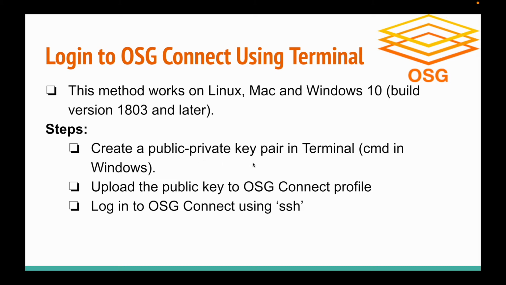Number one would be to create a public and private key pair using the terminal, and for the case of Windows it would be using CMD, and then upload the public key to our OSG Connect profile, and then log into the OSG Connect from a terminal or CMD using the ssh command. So for first, let's go to the terminal.